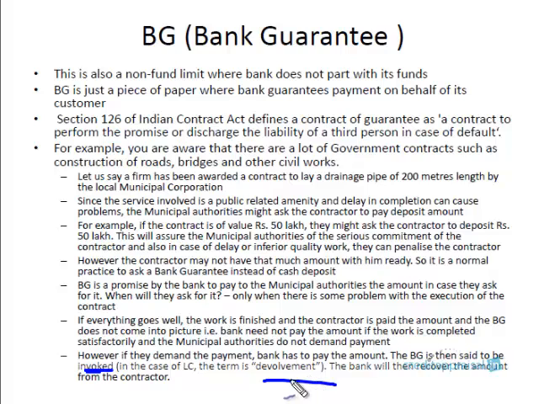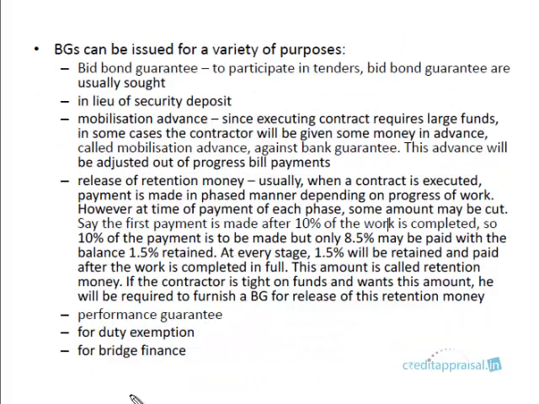In case of LC, we call it devolvement, right? LC is also a non-fund facility, isn't it? In case the party fails to arrange the funds by the due date, the bank makes the payment, because as we discussed, the bank somehow has to make the payment, irrespective of whether the party has made the payment or not. In case the party doesn't make the payment in time, the LC is said to be devolved. That is devolvement. In case of BG, we call that invocation. We say the BG has been invoked. So two terms which you need to be aware of.